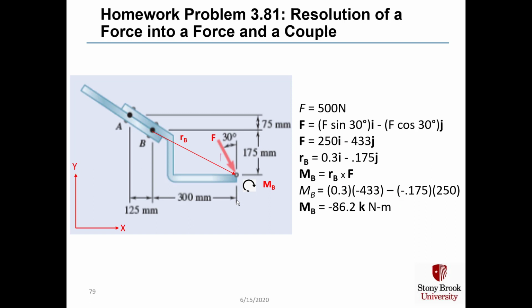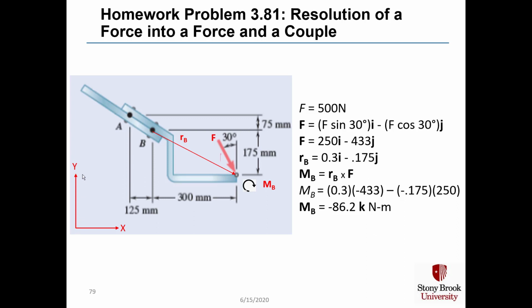We resolve our 500 Newton force into xy components by noting that magnitude F times sine 30 degrees is the x component, and that's 250, and magnitude F times cosine 30 degrees is the y component, so that's cosine 30 degrees times 500, which is minus 433 newtons in j direction, and it's minus because this force F substantially points downward, given that our y-axis points upward.